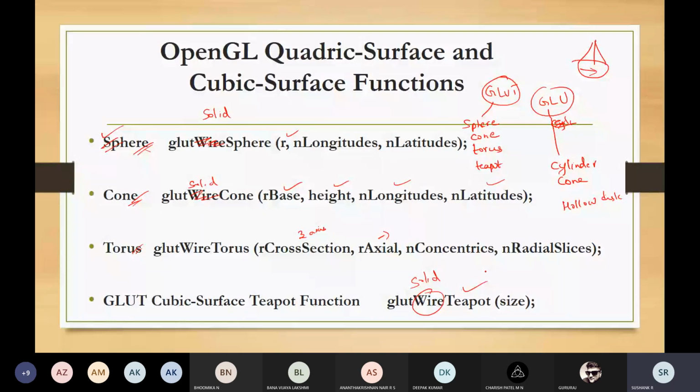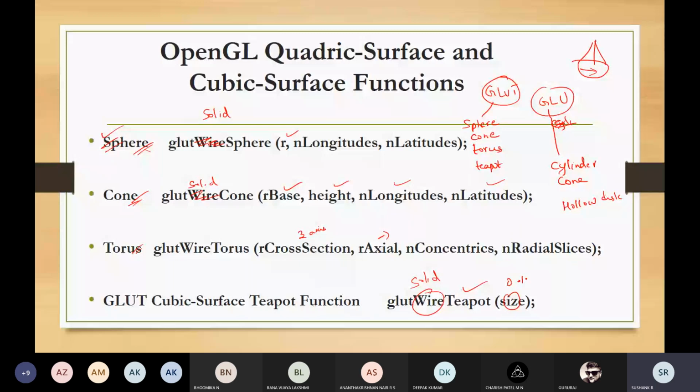We have a lab program where I'm placing a teapot on the surface, on the wooden table surface. See, I'm placing this teapot on the table, so there you can see the teapot. Here I'm passing some values, like 0.1.